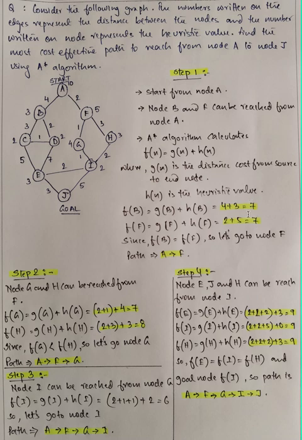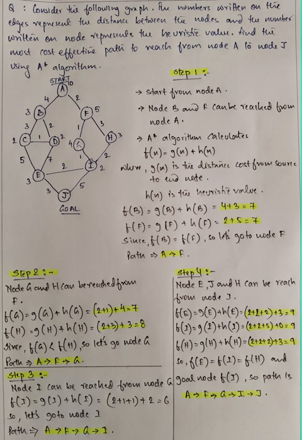Both are equal, so we have to select one of them. Arbitrarily, I'm choosing the path that leads from A to F, so we will go from A to F. My current node is now node F. From node F, I can explore two other children, G and H, and that's what I wrote in step 2. So node G and node H can be reached from node F. Let's find out the total cost of node G. So f of G equals g of G plus h of G.